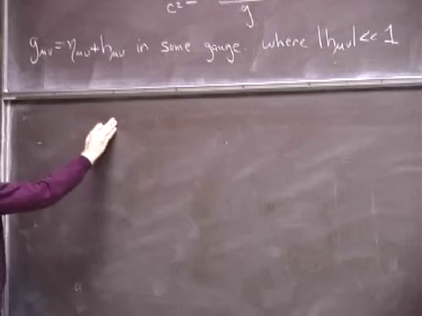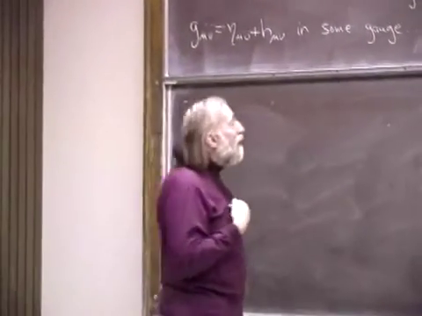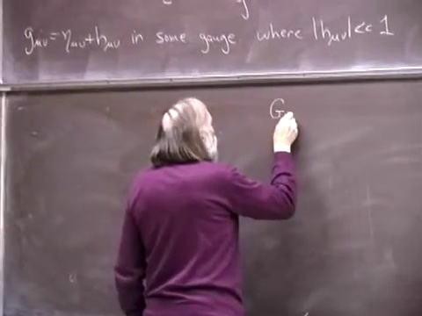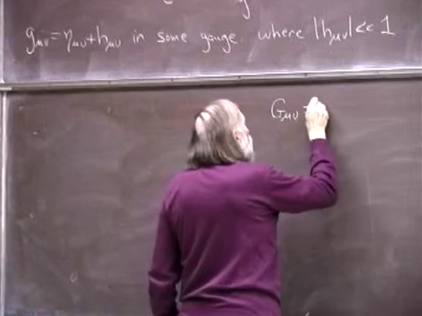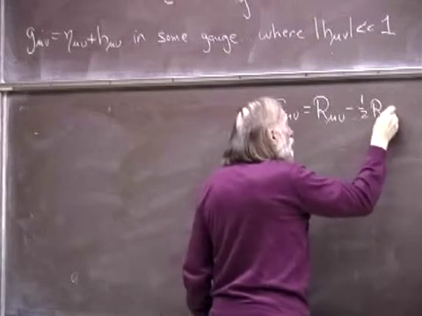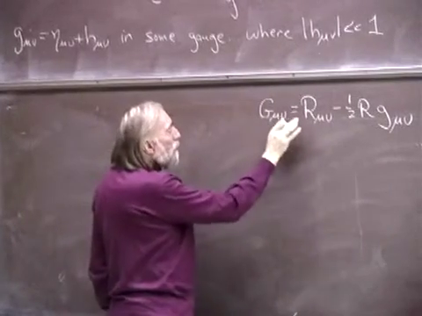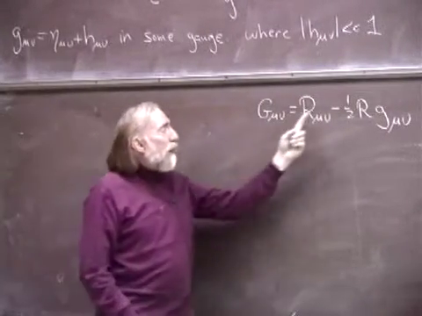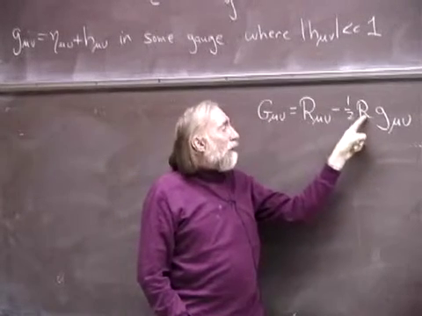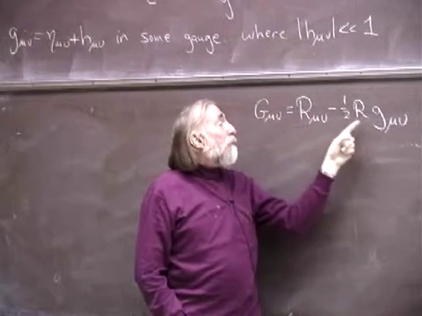Now I want to make a side remark that sort of motivates what otherwise might seem not a terribly useful thing to do. The Einstein tensor, G mu nu, of course, is the Ricci tensor minus 1/2 the Ricci scalar times the metric. And so the Einstein tensor differs from the Ricci tensor just by a trace, that is a scalar times the metric, and R is this trace of the Ricci tensor. So it differs by the trace of the Ricci tensor times the metric times a constant.